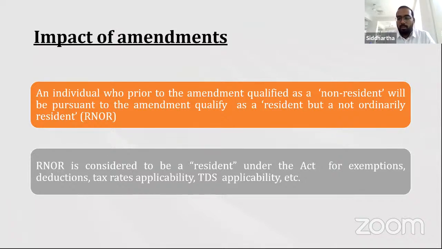So earlier, if you were a non-resident, now due to this amendment, you become resident but not ordinarily resident. Now, you would be considered as a resident for the purpose of all exemptions, deductions, tax rate, availability, TDS applicability, etc. Next.